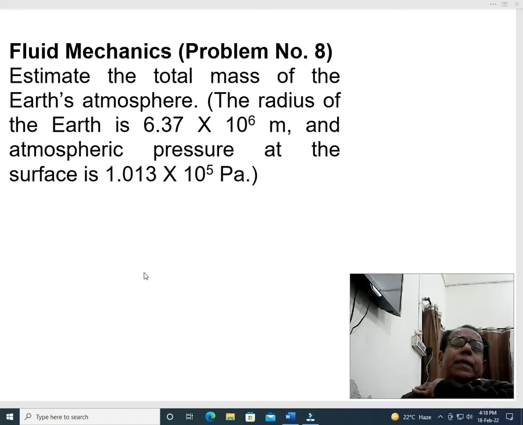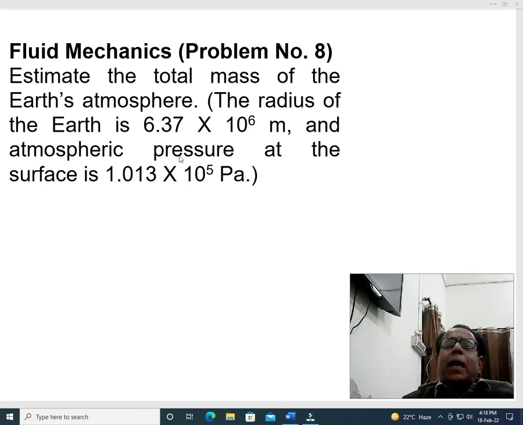Hint given within bracket: the radius of the Earth is 6.37 times 10 raised to the power 6 meter. This is a universal constant. Even if it is not given as a hint within bracket, we can solve this problem.